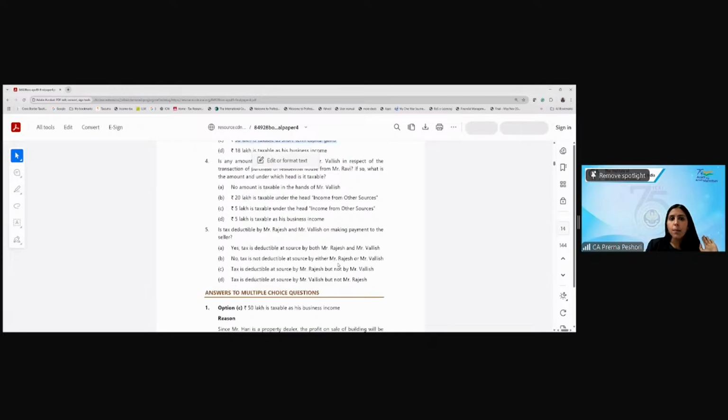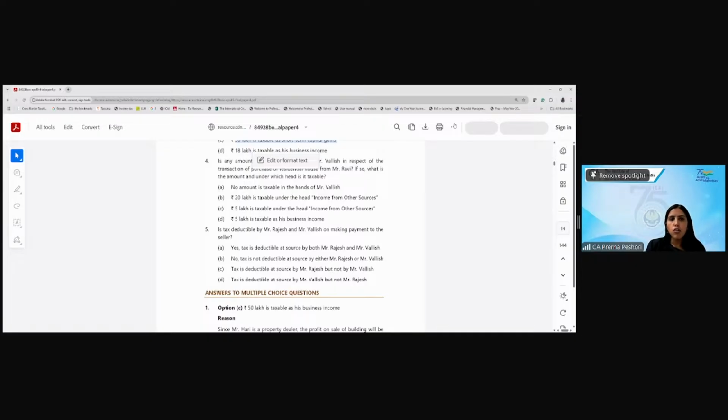Right? Is tax deductible by Mr. Rajesh and Mr. Walish on making the payment to the seller? Yes. In both cases, under which section tax gets deducted? 194IA. That's right. And what is the threshold under 194IA? What is the threshold under 194IA? 50 lakhs. Yes, Debarata, correct.